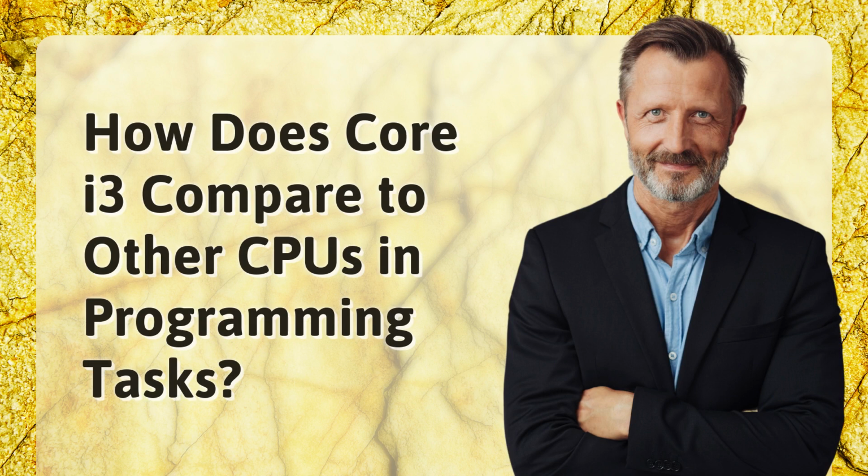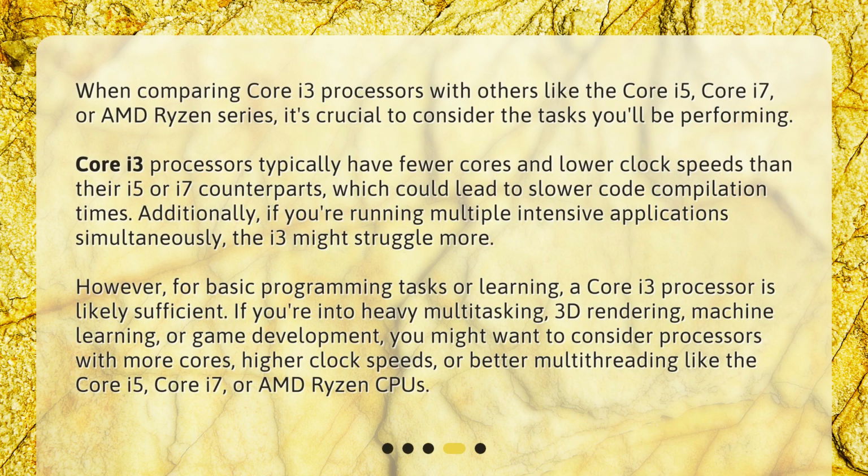How does Core i3 compare to other CPUs in programming tasks? When comparing Core i3 processors with others like the Core i5, Core i7, or AMD Ryzen series, it's crucial to consider the tasks you'll be performing. Core i3 processors typically have fewer cores and lower clock speeds than their i5 or i7 counterparts, which could lead to slower code compilation times. Additionally, if you're running multiple intensive applications simultaneously, the i3 might struggle more.